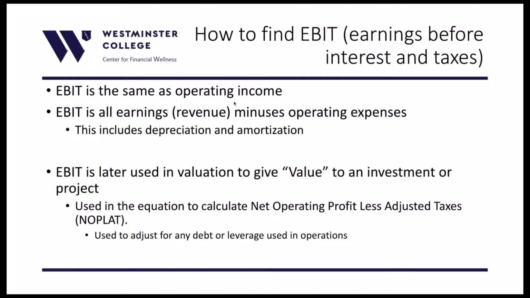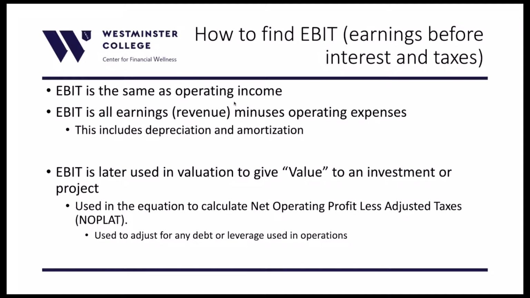So to calculate EBIT, EBIT is all your earnings or revenue minus your operating expenses. So this includes depreciation and amortization. So EBIT stands for earnings before interest and taxes. So this is all earnings before interest and taxes. So this is going to be all your operating income and expenses. So this is also known as operating income.